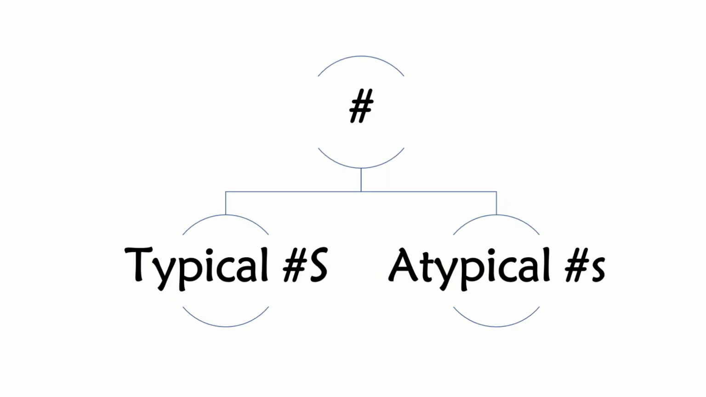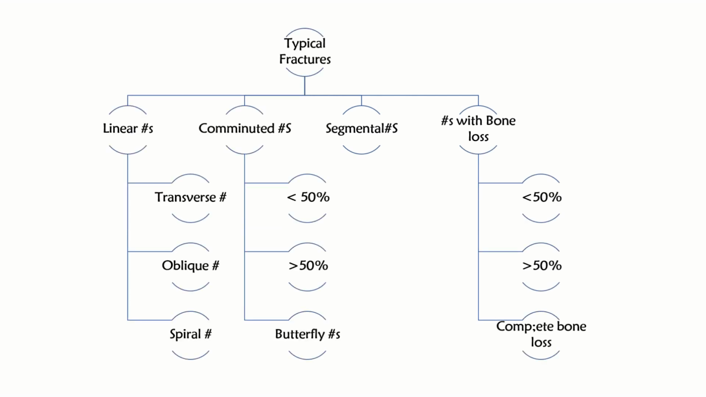Now the fracture could be classified either as a typical fracture or as an atypical fracture. The typical fractures could be further subclassified as linear fractures, which are caused by low velocity energy. They are low velocity energy fractures in which we have transverse fracture, oblique fracture, and spiral fractures. The high energy fractures would be the comminuted fractures, the segmental fractures, and fractures with bone loss, in increasing order of the severity of the high velocity injuries.